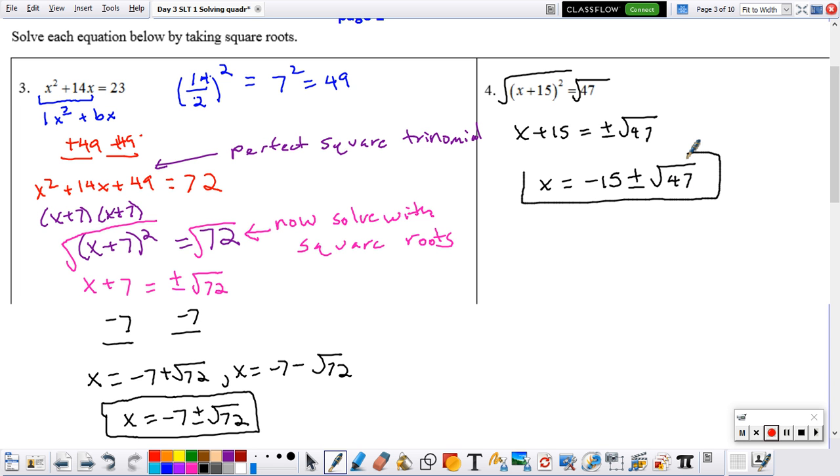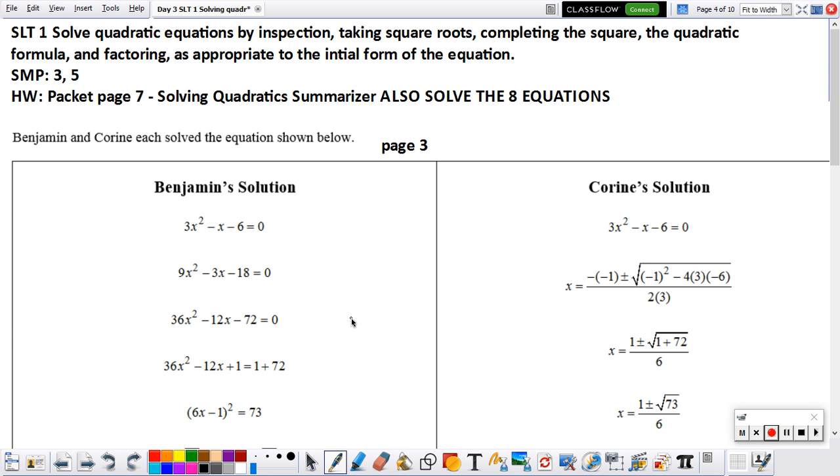Box of joy. All right, so what I'd like everyone to do is flip to page 3. So now we've got two more problems. We've got Benjamin solved a problem, we've got Corinne solved a problem. And you can see that Corinne obviously used the quadratic formula here. And just as a reminder, everyone must write this down and memorize it tonight.